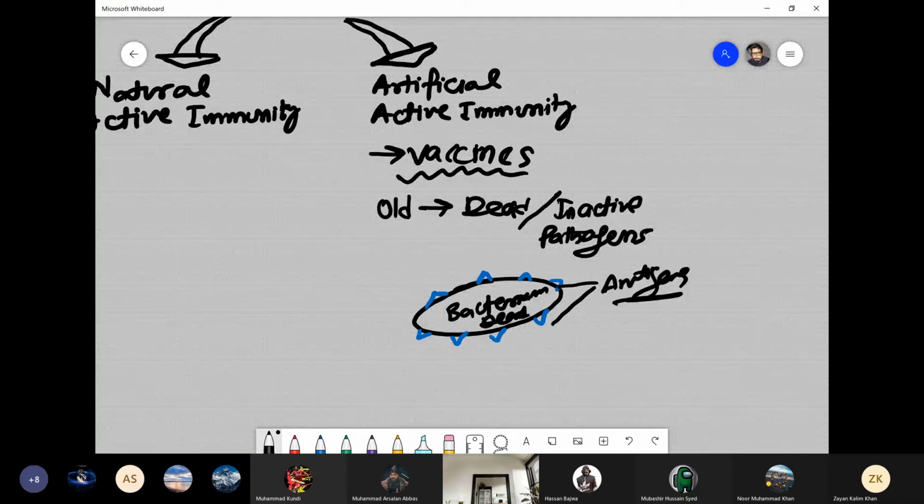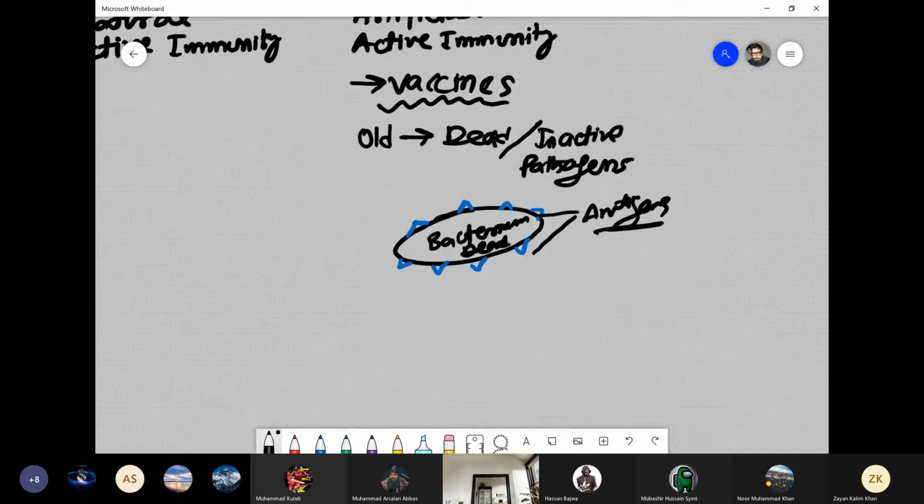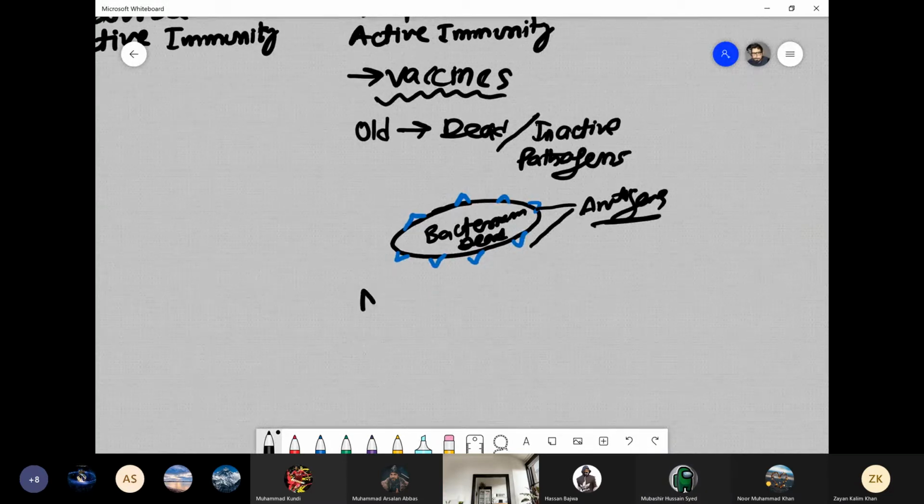Now, nowadays, they are saying to get the coronavirus vaccine. Today, inshallah, I'm going to get my first dose of the coronavirus vaccine. Now, I just told you that the old method used dead germs. Now, the new method is what? They don't put dead pathogens in it. There are parts of the pathogen in the new vaccines.